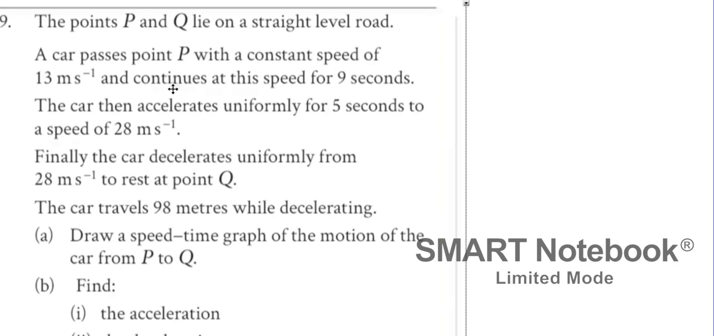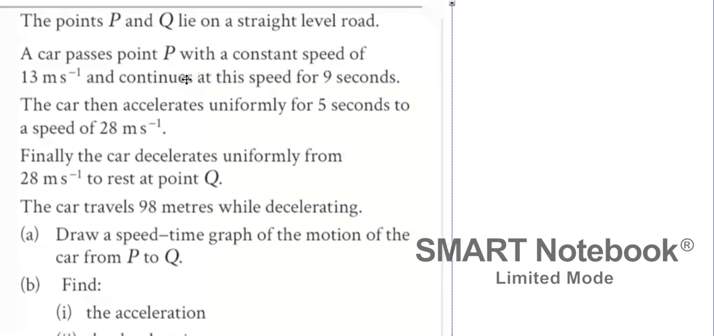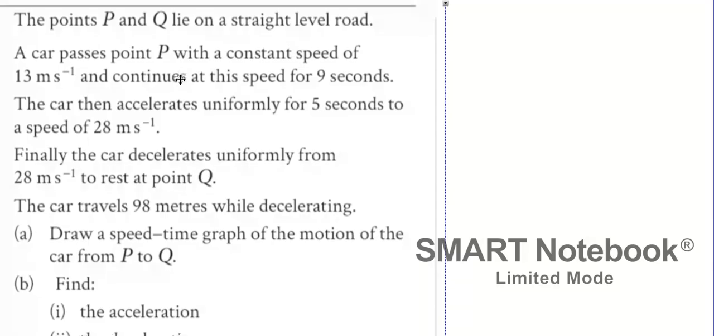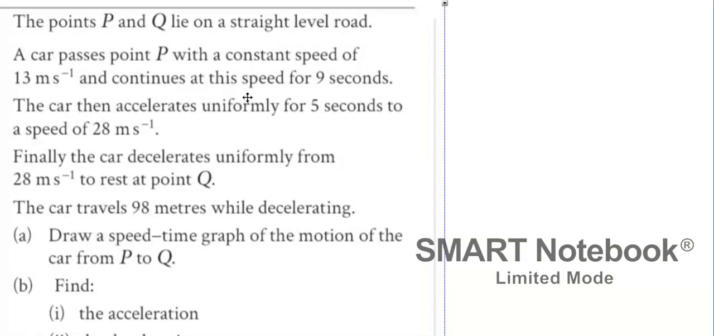Points P and Q lie on a straight level road. The car passes P with a constant speed of 13 meters per second and continues at this speed for 9 seconds. The car then accelerates uniformly for 5 seconds to a speed of 28 meters per second. Finally, the car decelerates uniformly from 28 meters per second to rest at point Q. The car travels 98 meters while decelerating.